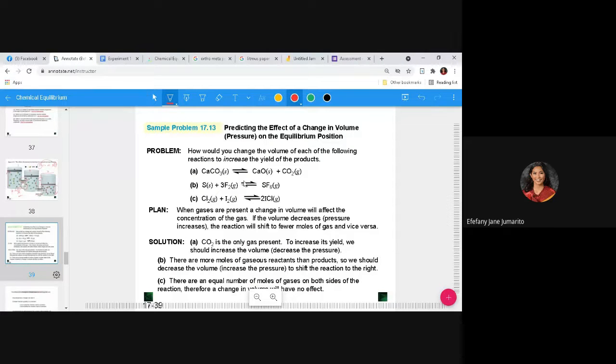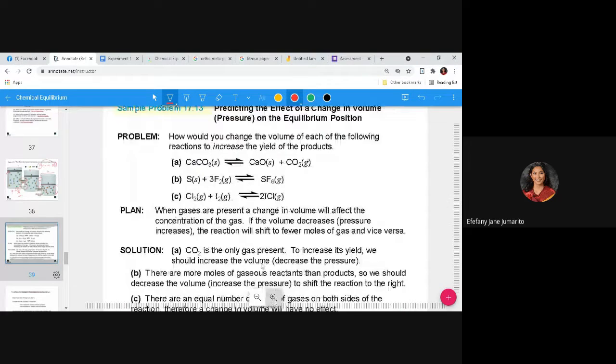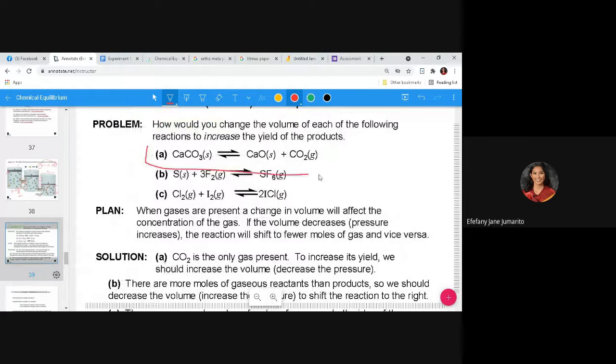Okay, if we have this one, if we have example letter A, how would you change the volume of the following reactions to increase the yield of the product? Okay. Now, we have this one. Again, how many moles present in CO2? How many moles?